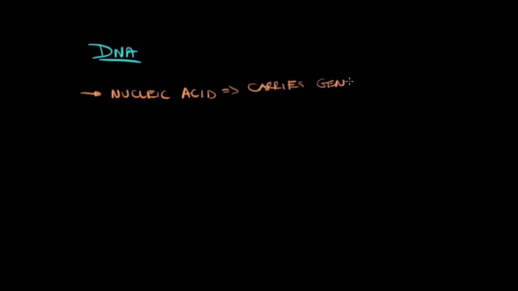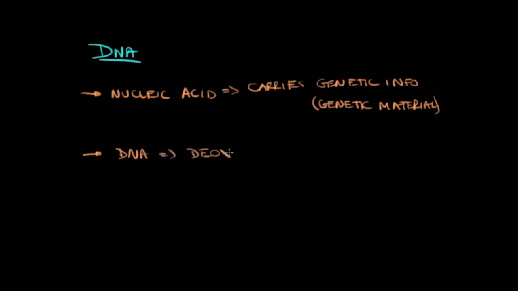Like I mentioned in the nucleic acid tutorial, DNA is a nucleic acid, and specifically DNA carries the genetic information. It is the genetic material. So everything from your eye color and your height to anything that you can inherit from your parents or grandparents, I'm talking about physical traits, definitely comes through DNA. DNA is the code for all of that information.